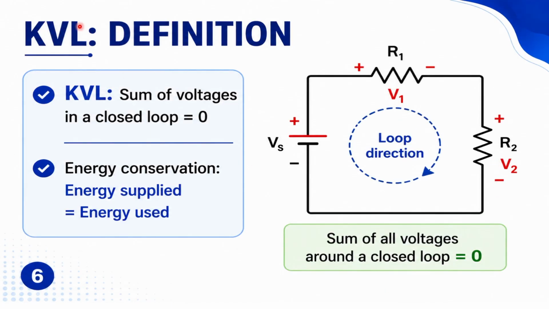And now Kirchhoff's voltage law definition. Kirchhoff's voltage law states that the sum of voltages in a closed loop is equal to 0, and this law is based on energy conservation, which states that energy supplied is equal to energy used. So as you can see, we have a voltage source here, we have a voltage drop across the resistance R1, and we have a voltage drop across the resistance R2. So the algebraic sum of all these voltages in a closed loop is equal to 0.